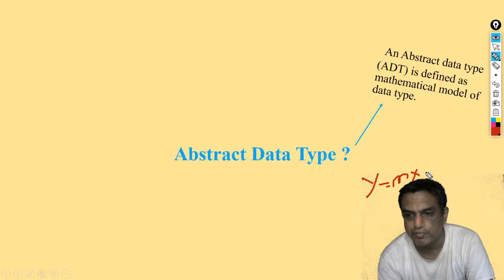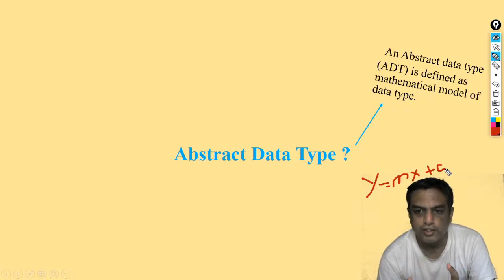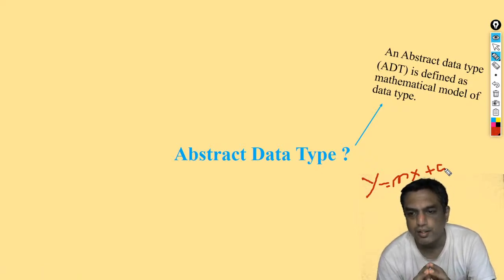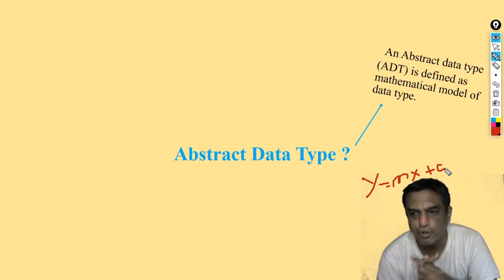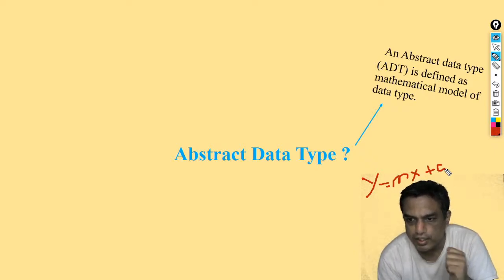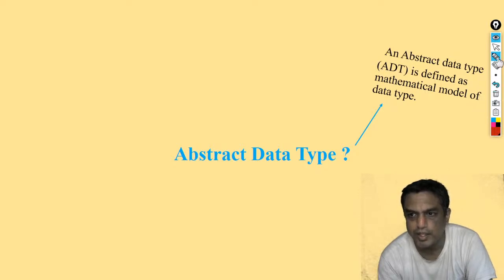mx plus c. If you remember your mathematics, then this is the formula for a straight line, right? If you plot x and y coordinates and you follow this equation, then you will get a straight line in the graph. So this is a mathematical model of a straight line. In abstract data type, we are talking about a mathematical model of a data type.